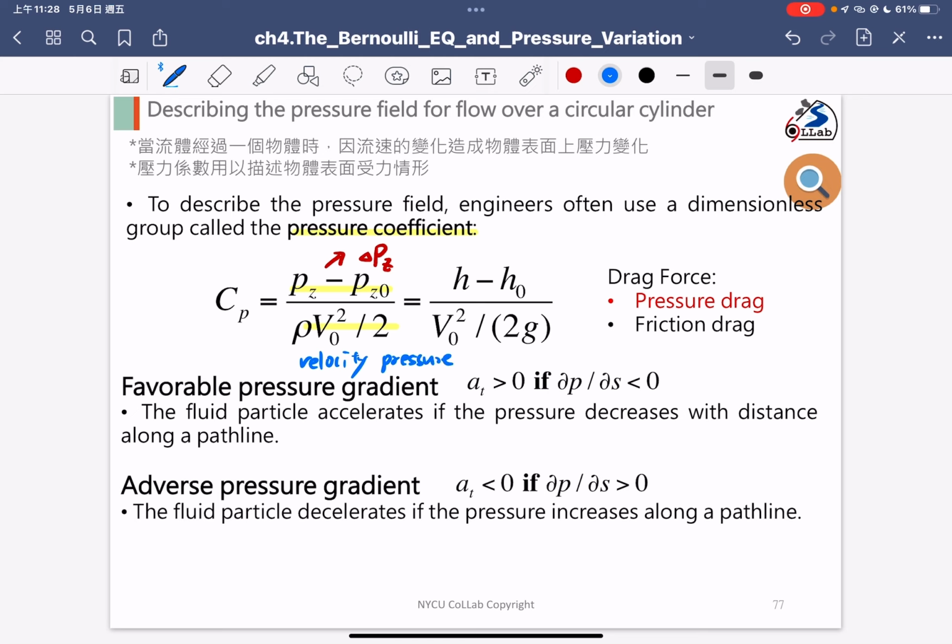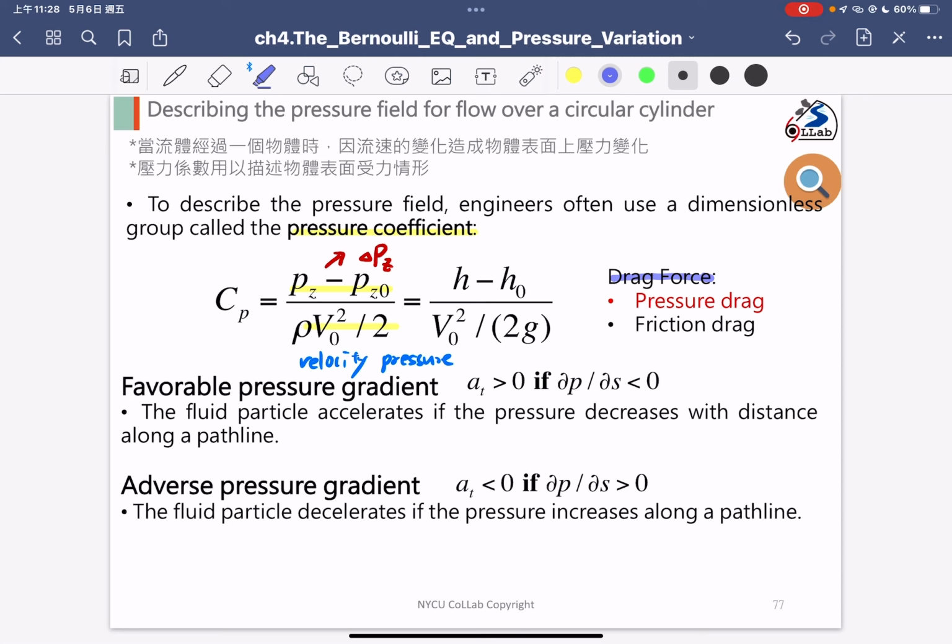Okay? So the upper and the bottom are related to the components of the Bernoulli equation. If you compute the ratio between the piezometric pressure difference and the velocity pressure, we call that coefficient CP, the pressure coefficient. And this coefficient is usually used to discuss the drag force. What is the drag force?